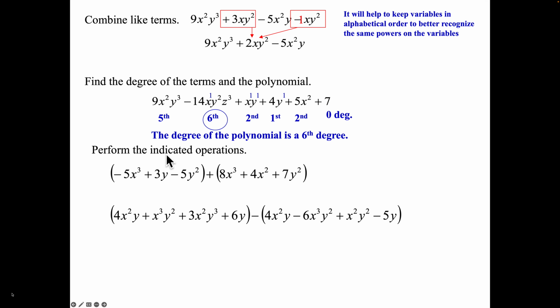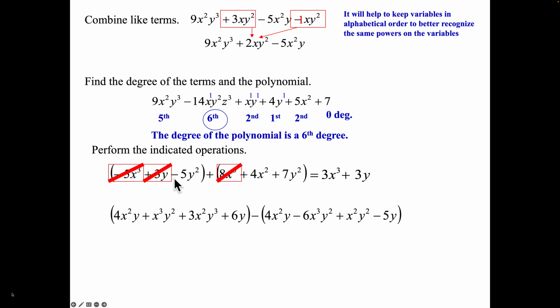Performing the indicated operations, notice again we have a mixture of variables, x's and y's. So when I see this, since I'm adding, I'll just start with my very first term. Negative 5x cubed. Look for another x cubed. Here it is. Combine them together, 3x cubed. Cross them off. Now take your y term. Look, no other y, put it in your answer.